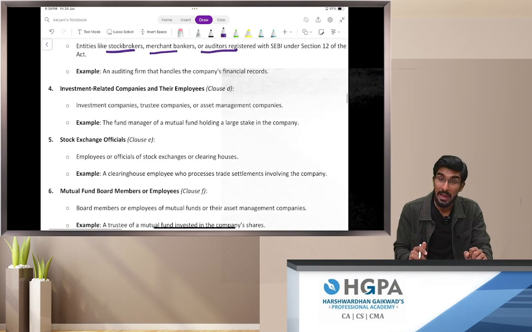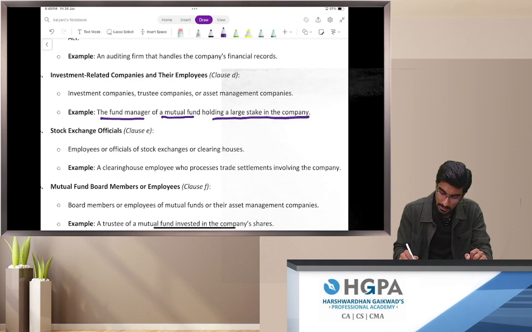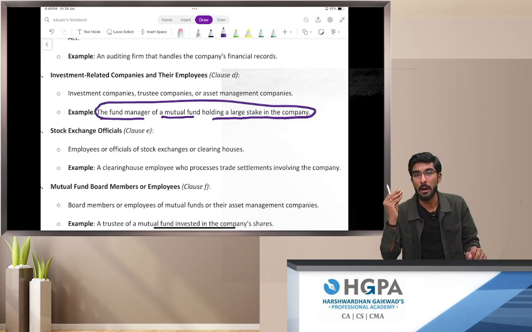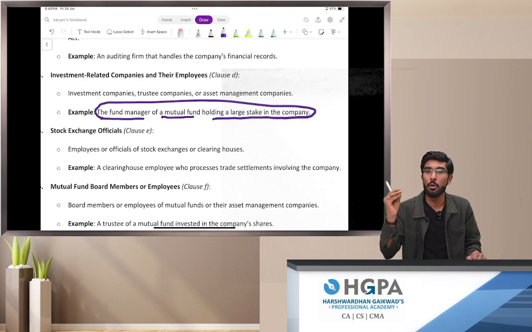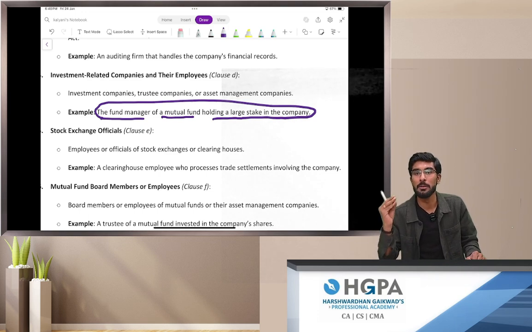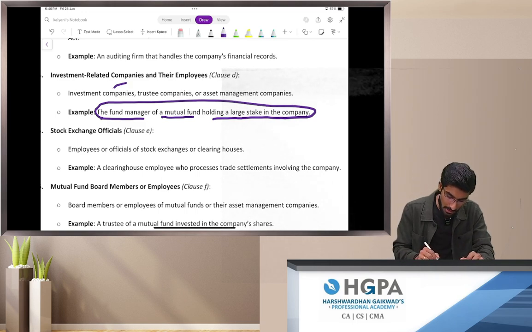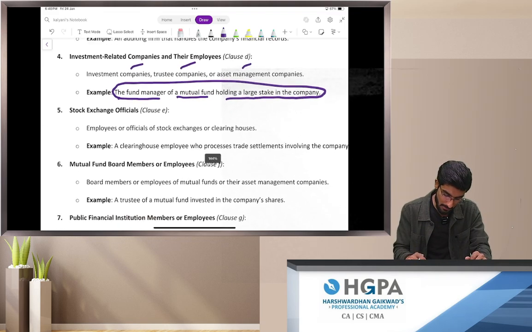Next is, people, investment related companies and their employees. Investment companies means the fund manager of a mutual fund holding a large stake in the company. Let's say Galleon Group Hedge Fund was a fund manager of Goldman Sachs. Then we can say that Galleon Group Hedge Fund will be called a deemed to be connected person. Investment companies, trustee companies, asset management companies will be called deemed to be connected persons.